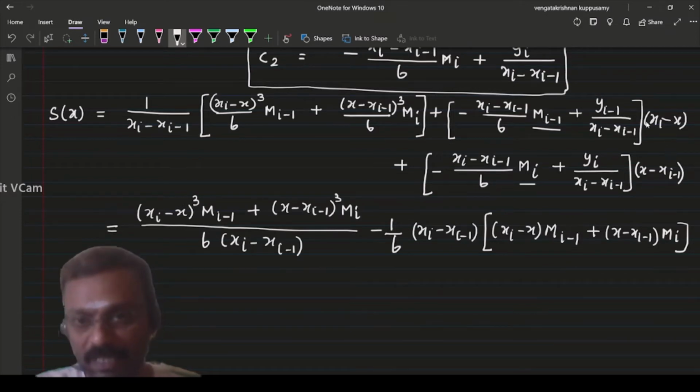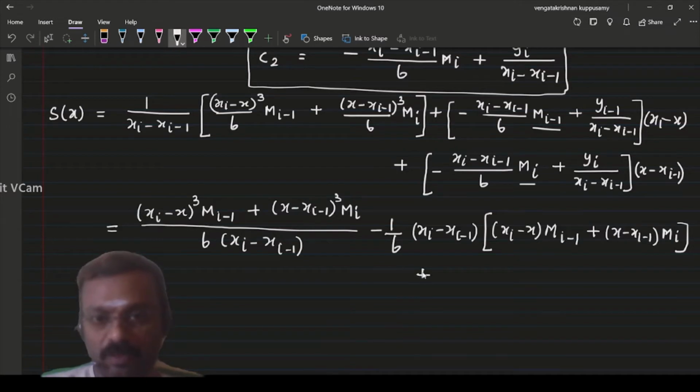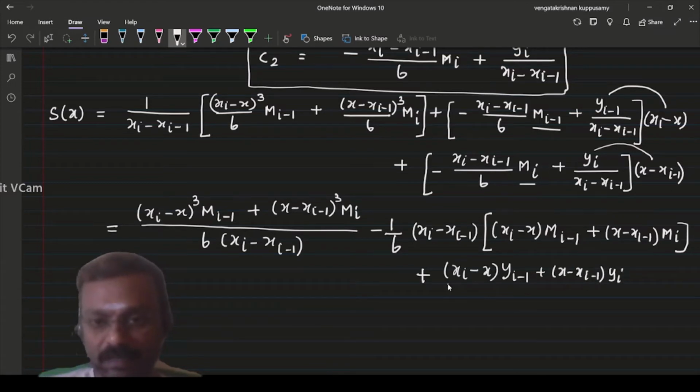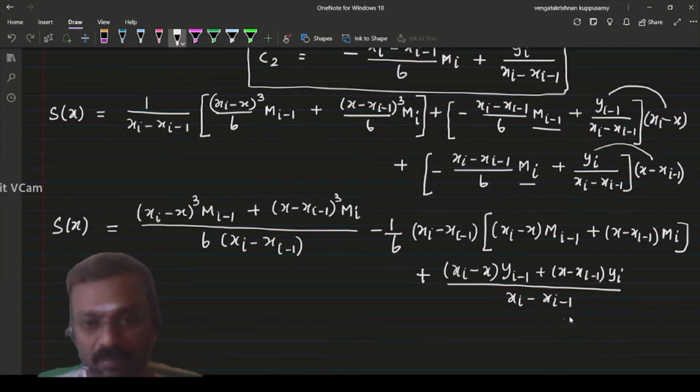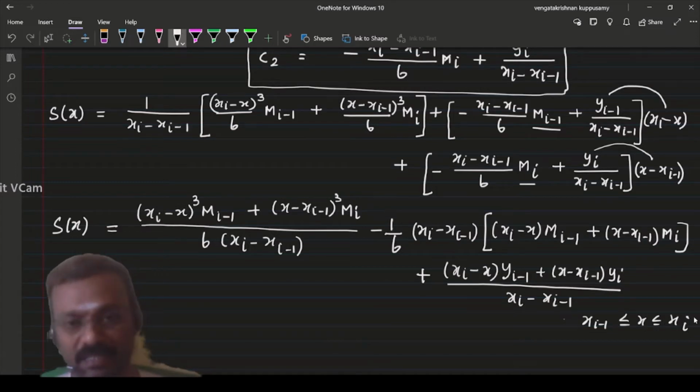Now grouping the y terms. So it is plus (x_i minus x) into y_{i-1} and (x minus x_{i-1}) into y_i divided by (x_i minus x_{i-1}). So this gives the cubic interpolating polynomial for any x in the interval x_{i-1} and x_i.